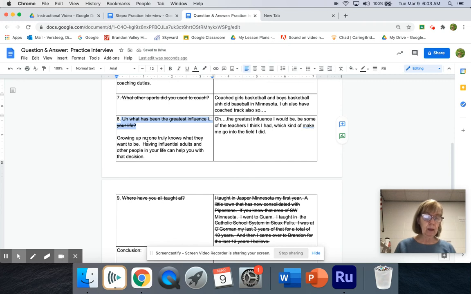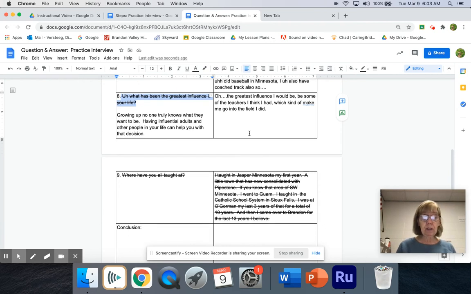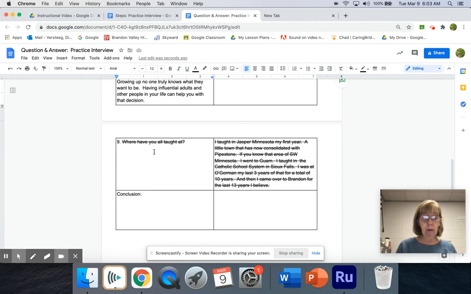So if we say this, growing up, no one truly knows what they want to be, and having influential adults and other people in life can help you with that decision. And he can say, aha, I made my decision. People that influenced me were my teachers. They kind of helped me go into that field. Okay? So that's how you're going to handle question number 8. Question number 9, we've already decided, is done. Okay? We've eliminated everything, so there's nothing to do.